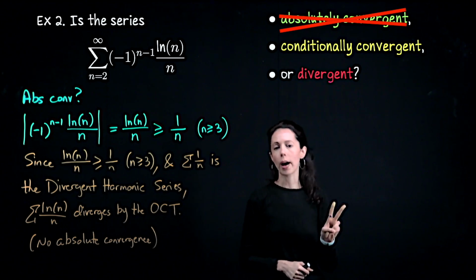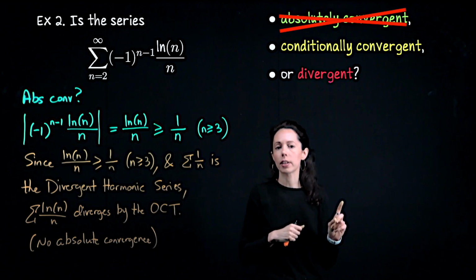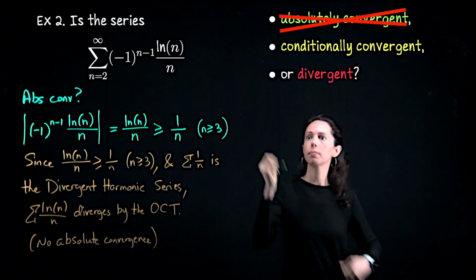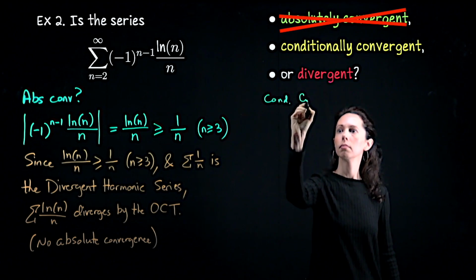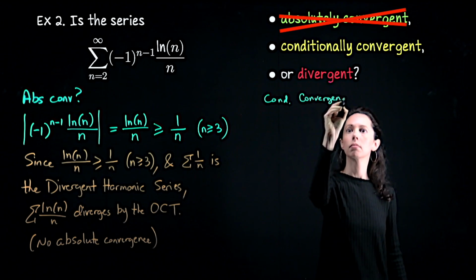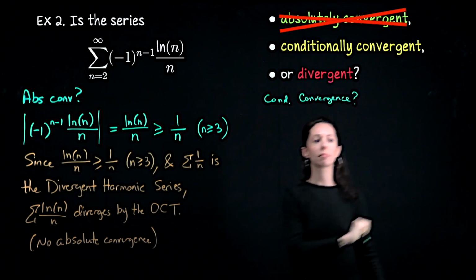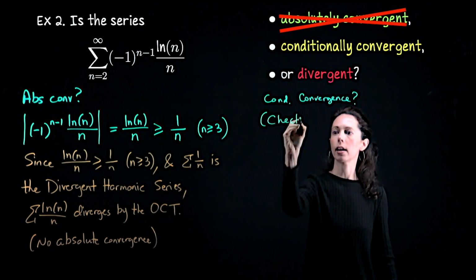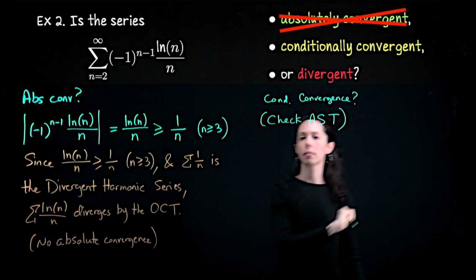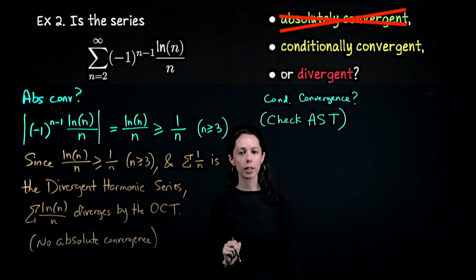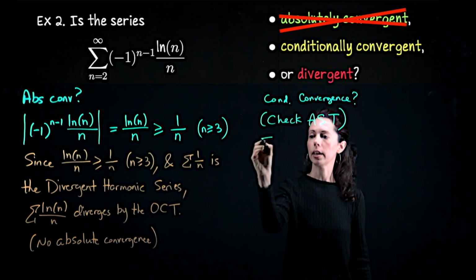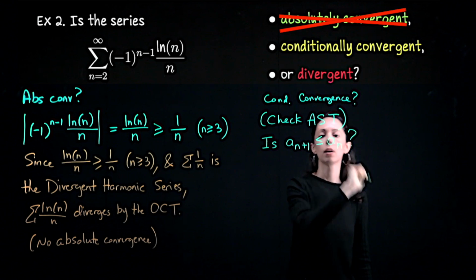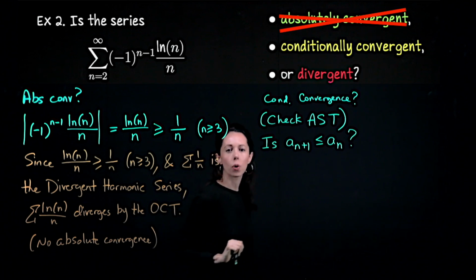That just has two requirements. You need your terms to go to 0, which is like the test for divergence, and you need them to be monotone decreasing. So let's check for conditional convergence. Okay, so with the alternating series test, that's what we need to check. Let's check whether or not the terms are monotone decreasing first. So is a_(n+1) less than or equal to a_n? Here, by these terms, I mean terms of the form natural log of n over n.